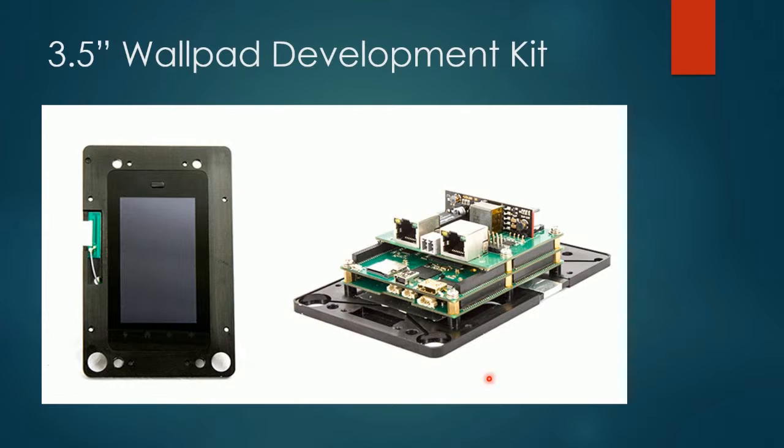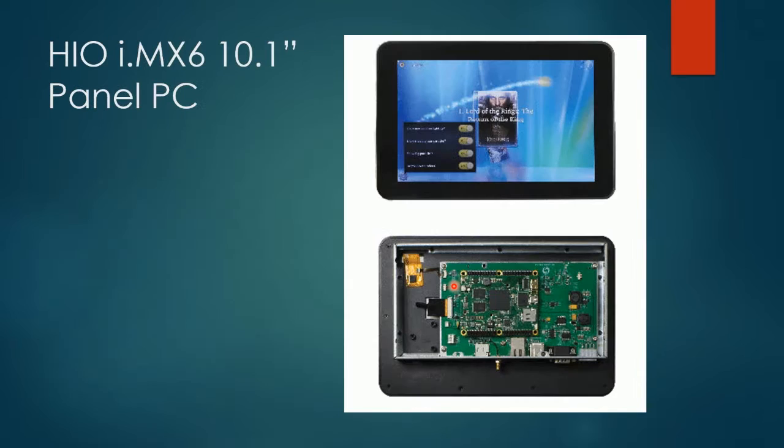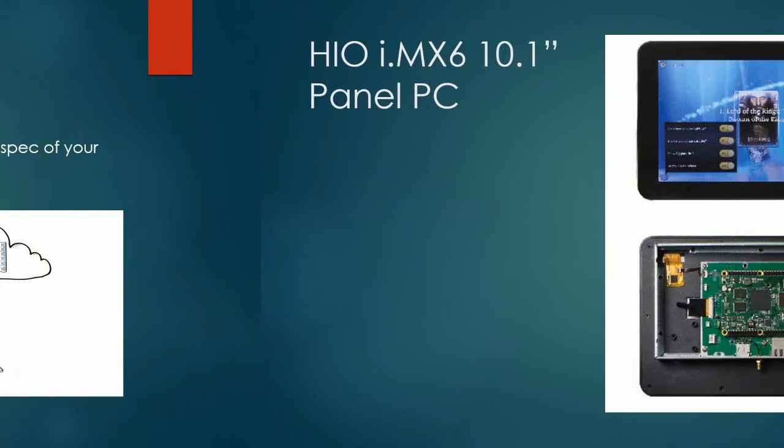The HIO board is used within the 3.5-inch Wallpad. This one is powered over the Ethernet, and we have the core board over here. The second one is going to be the 10-inch panel PC, and the HIO board is also used within the device.